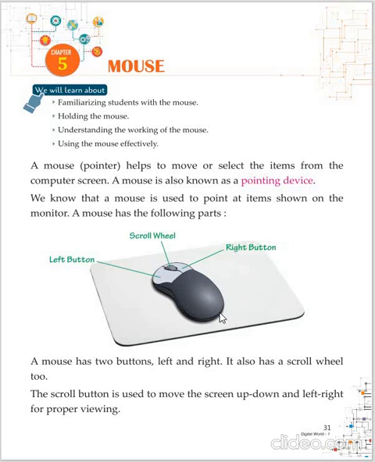So your mouse has three parts: left button, right button and scroll wheel. The scroll button is used to move the screen up and down and left and right for proper viewing of the screen.